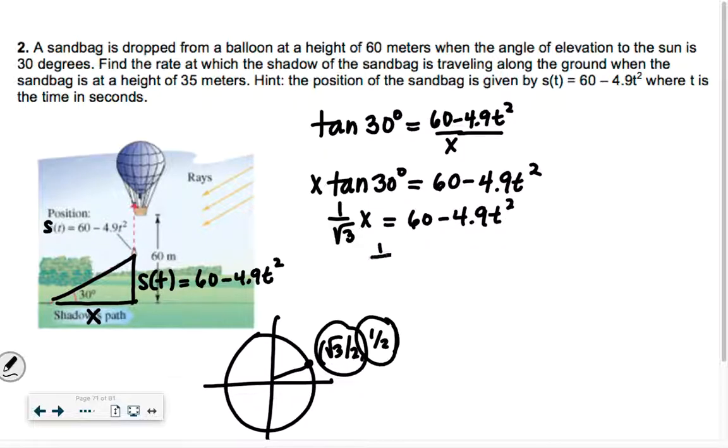So when we take the derivative, I get 1 over root 3 dx over dt equals negative 9.8 t. And then I get dt over dt. Are these t's the same units? They are. It's time. I'm just tricking you. So the derivative of time with respect to time is just 1. dt over dt is 1.